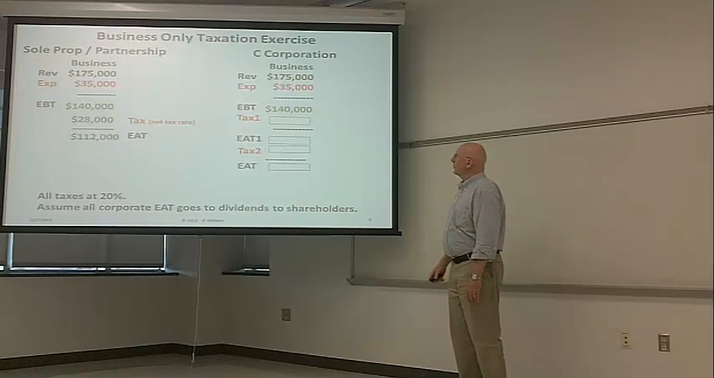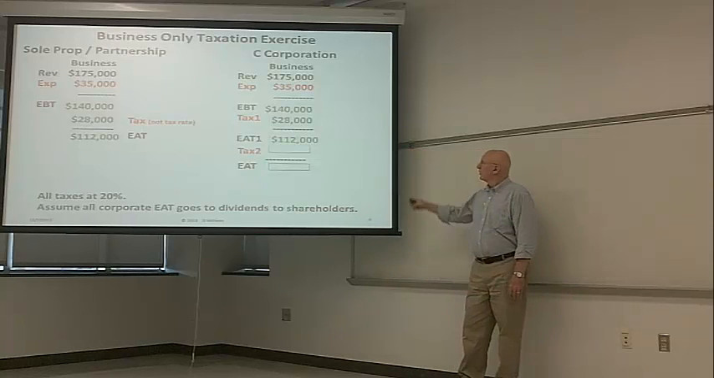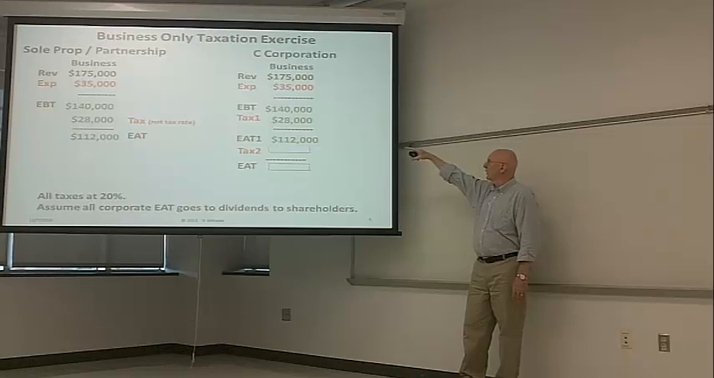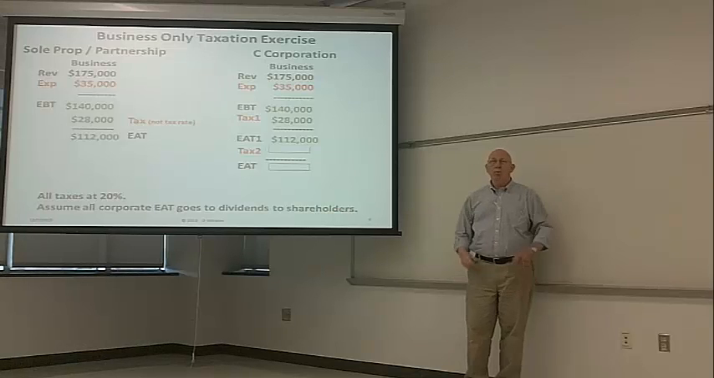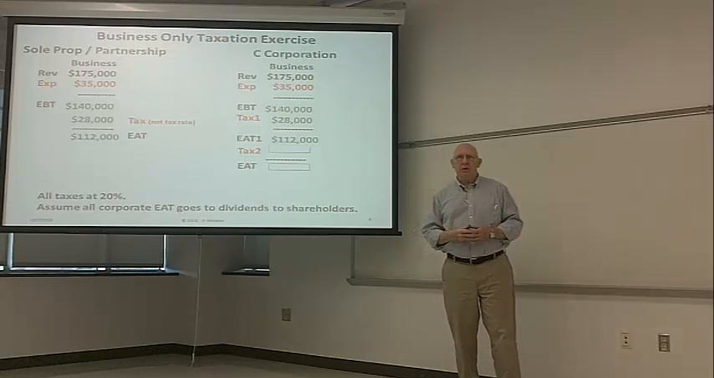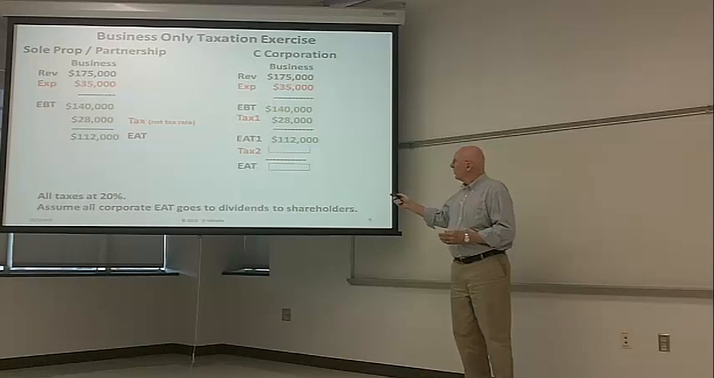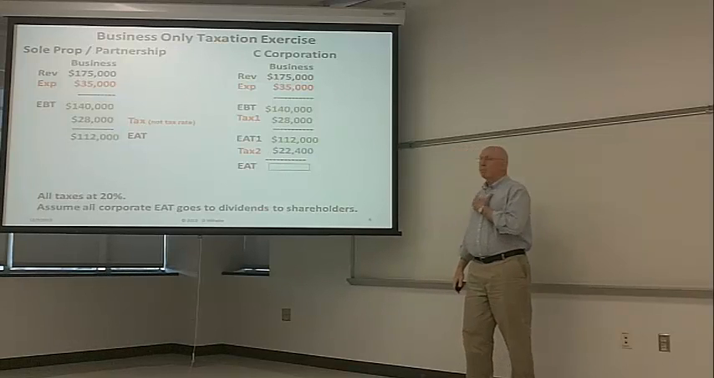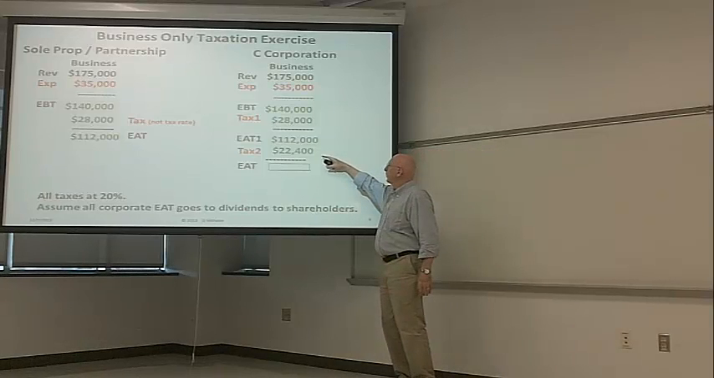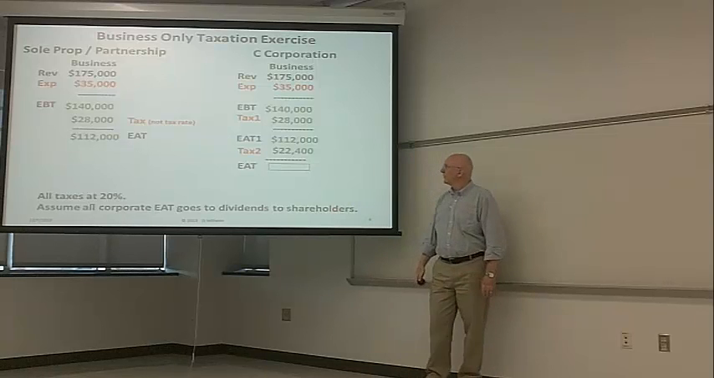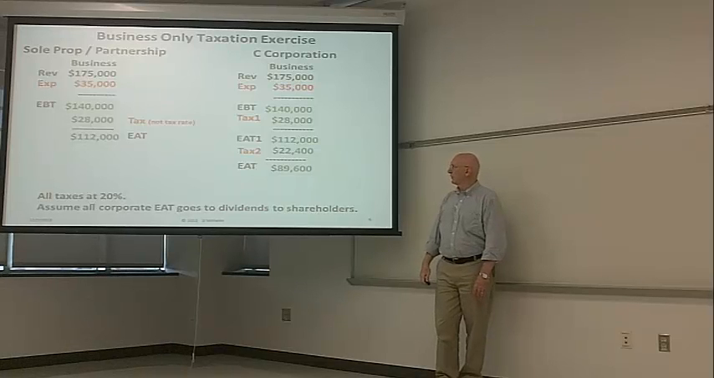If, however, we're a C corporation, we're taxed once at the corporate level. 140,000 minus 28,000, we've got 112,000, which is the earnings after taxes at the corporate level. We're assuming that all that earnings is distributed to the stockholders / owners. So tax on that at our ownership tax form, 20% of 112,000 is 22,400. Do the math, and it comes out that we have $89,600 left.